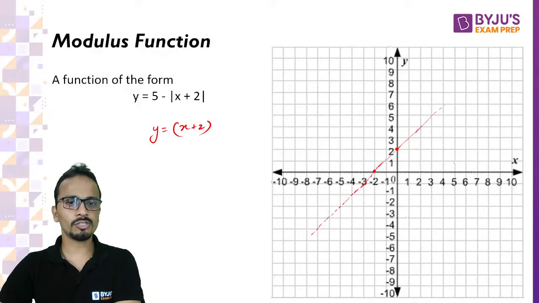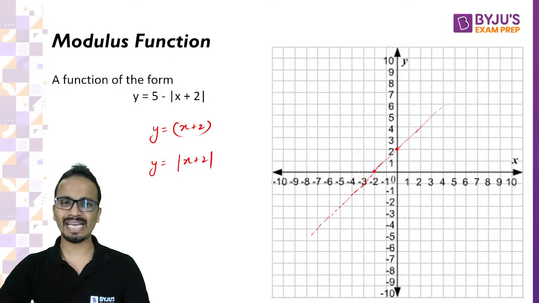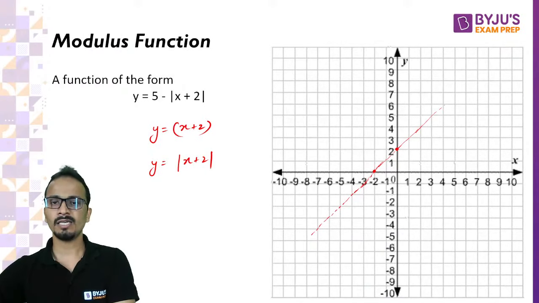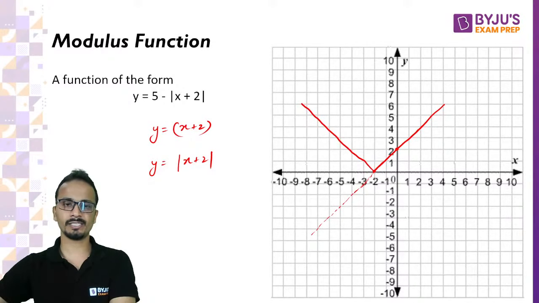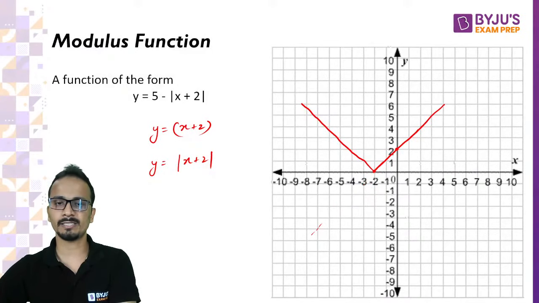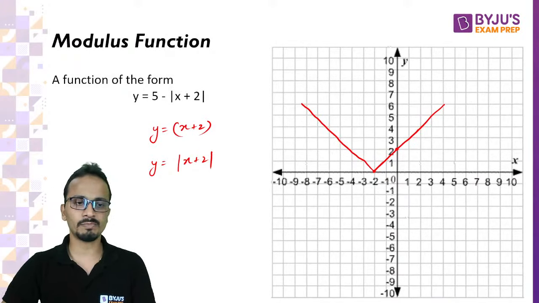Now let's take the modulus of this, so y equal to modulus of x plus 2. Again partial reflection along the x-axis will happen. So the portion which is below the x-axis will go above the x-axis, and the new graph will be this bold red line. Something like this. And I am removing the portion which is below the x-axis. Okay, so this is the graph for y equal to modulus of x plus 2.